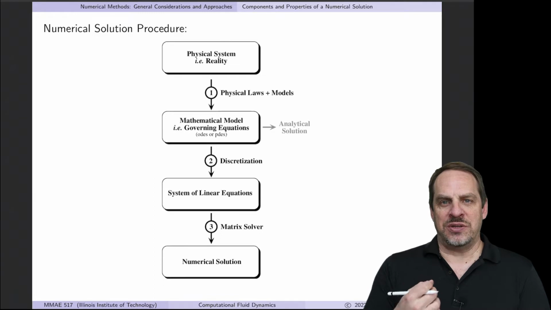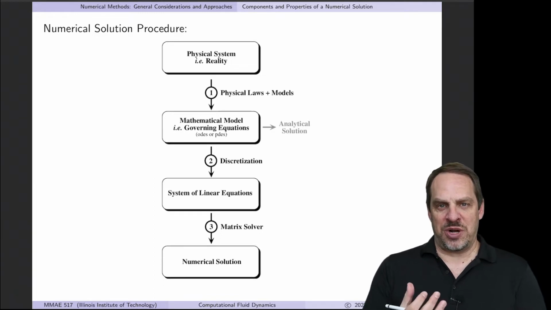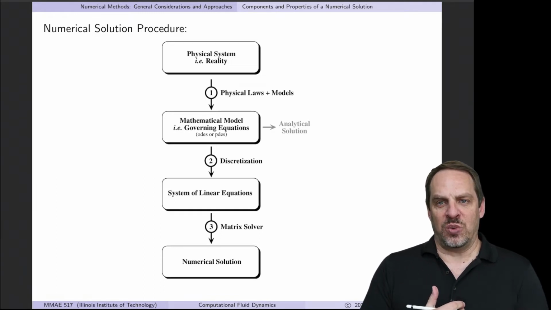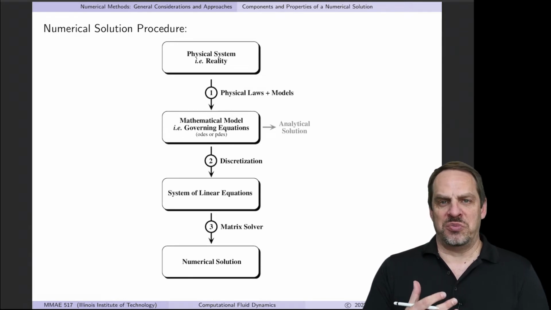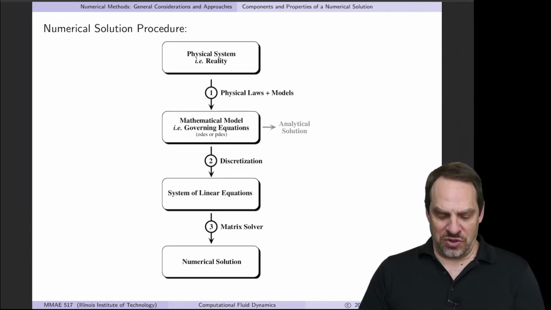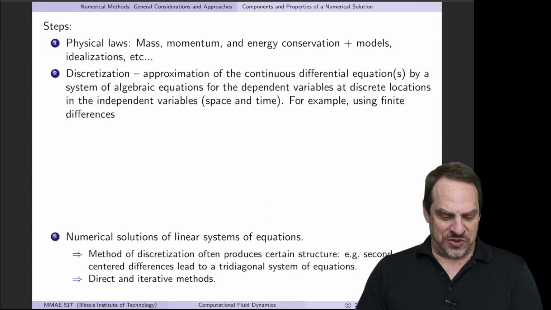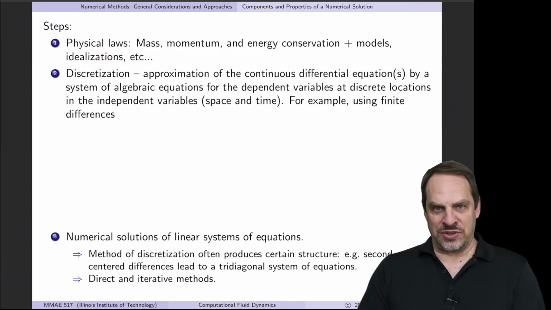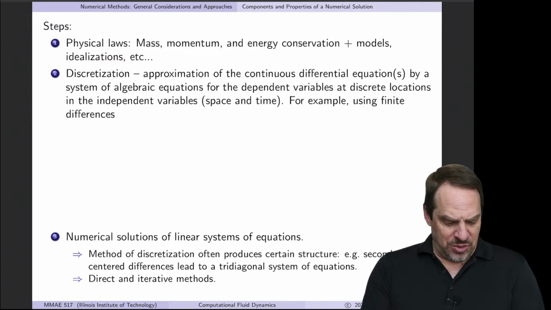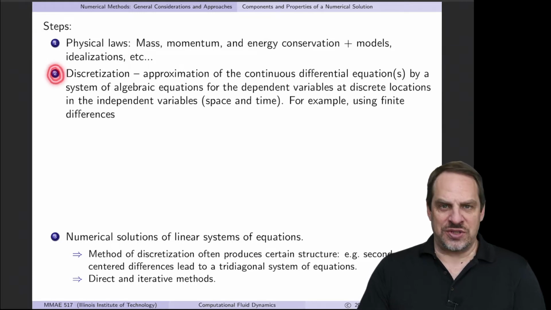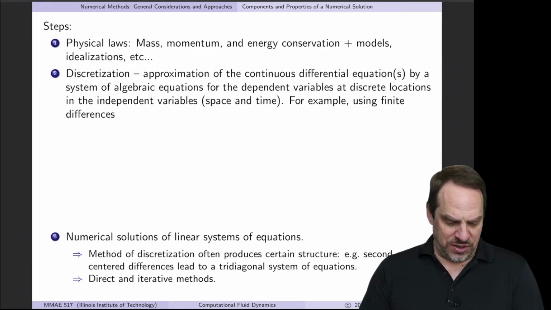Now keep in mind, these are not the Ax = b matrix problems that we had in part 1. These could be many, many thousands or even millions of unknowns that we need to solve for. So let me just talk about those steps in a little bit more detail. We've discussed the first step, application of physical laws and the models and idealizations and so forth. But let's look at the second step, the discretization, in a little bit more detail.